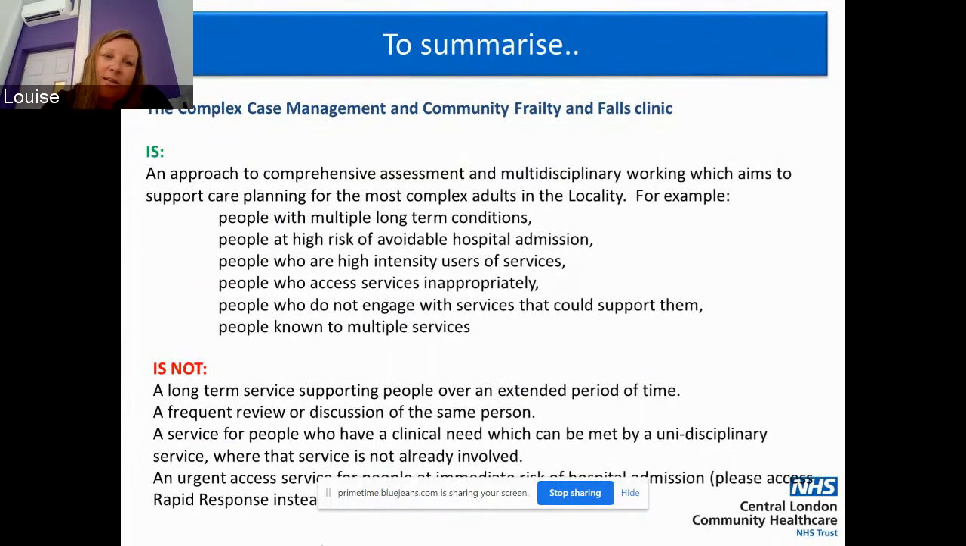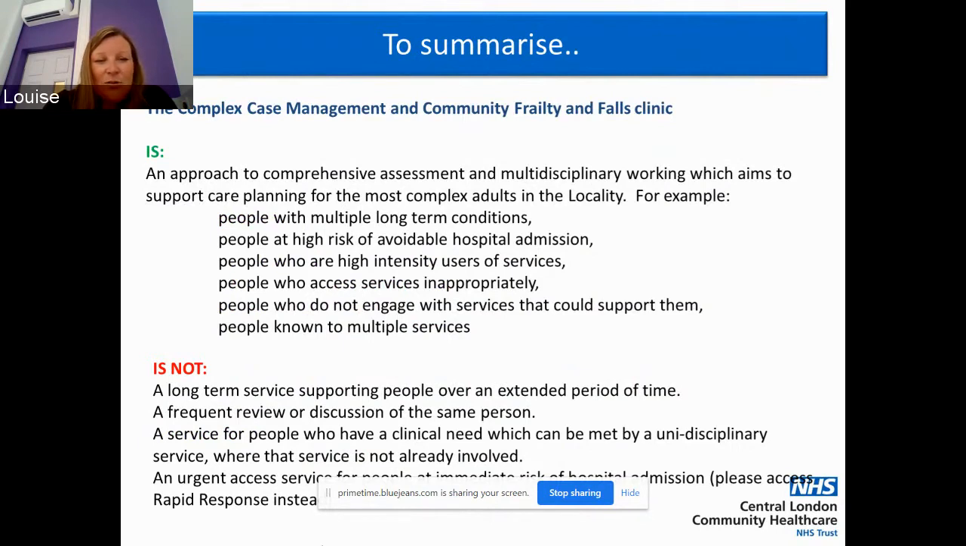So to summarise the whole service and pathways right across complex case management, MDT, falls and frailty, it is a comprehensive approach to multidisciplinary assessment and working to support our most complex patients in each locality. Just in terms of managing expectations, it's not a service that will offer long-term support to people over an extended period. The idea is that we assess them, make decisions, make plans, and get those plans implemented by the most appropriate service, rather than the patient remaining under the umbrella of the service on an ongoing basis.